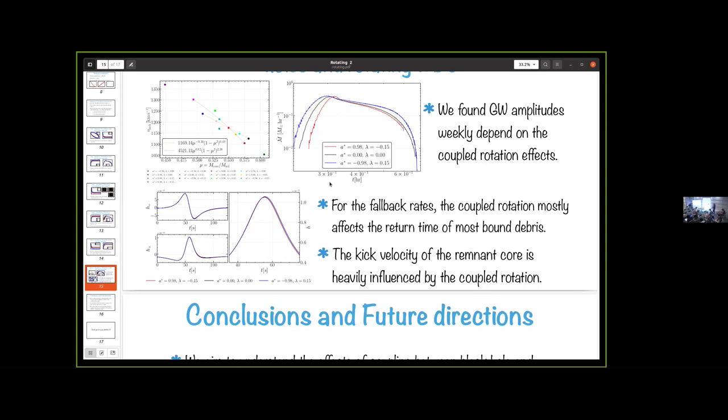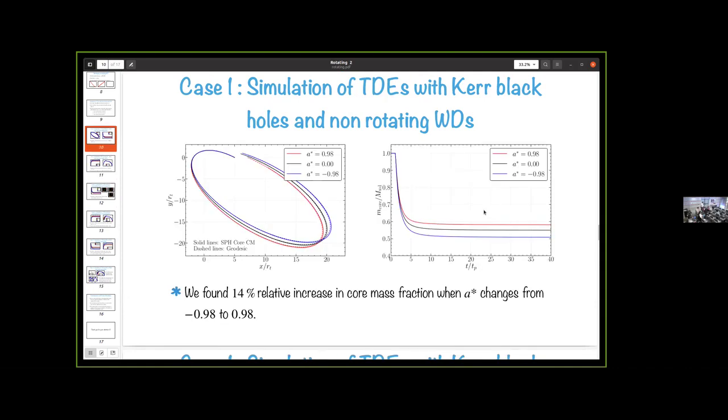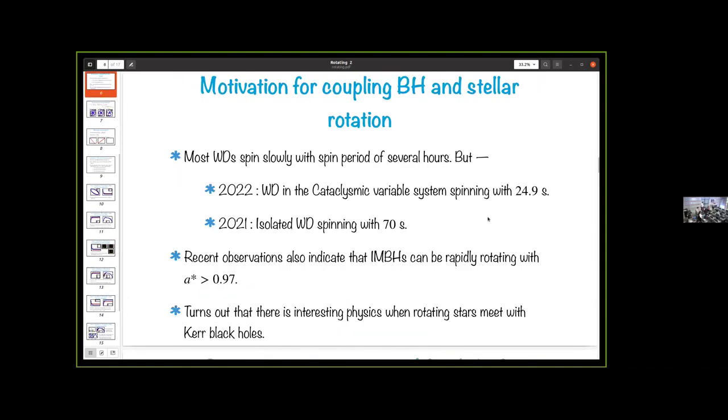Hello. So you mentioned that there are black hole spin measurements up to greater than 0.9798. But I think that's for X-ray binaries, which are not actually 10 to the 4 solar mass intermediate mass black holes, right?